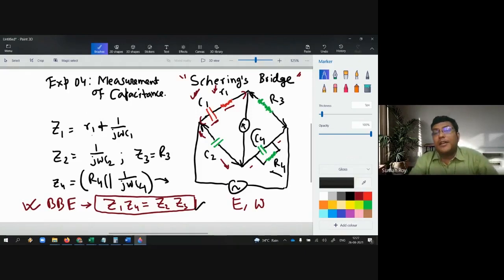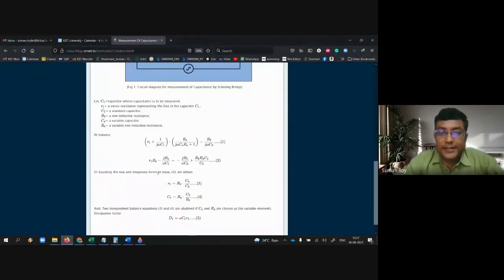Now, at the null condition, this is called the bridge balance equation. At the null condition, this criterion should be satisfied, that means Z1 Z4 is equal to Z2 Z3. Now all of you have the values of Z1, Z2, Z3 and Z4. If I put all those values in this equation, we will get an equation like this one.